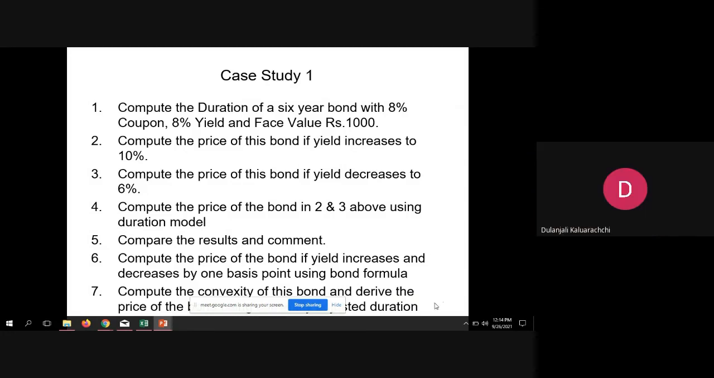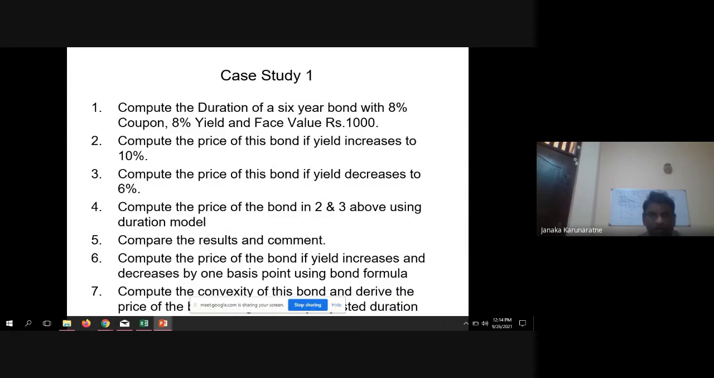So now we have done up to item number 5. We did the calculation the normal way, we computed using the duration formula, and we compared the results and commented. Now move on to question number 6. Compute the price of a bond if the yield increases and decreases by 1 basis point using the bond formula.